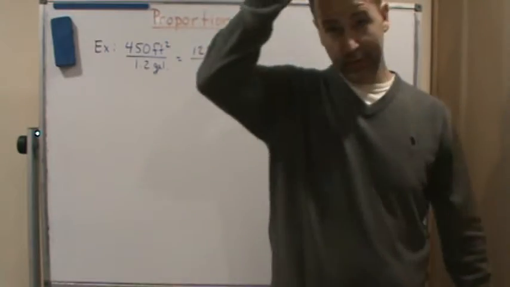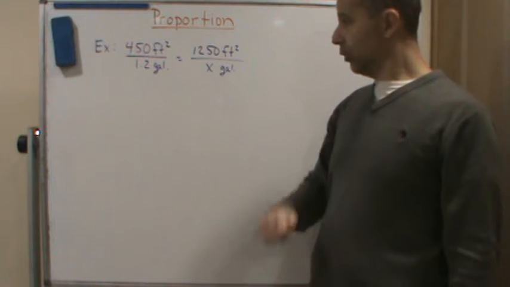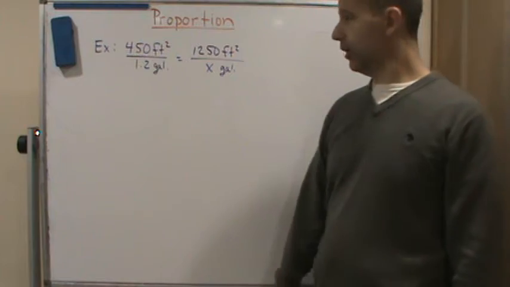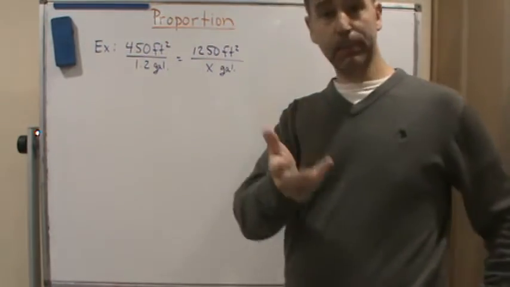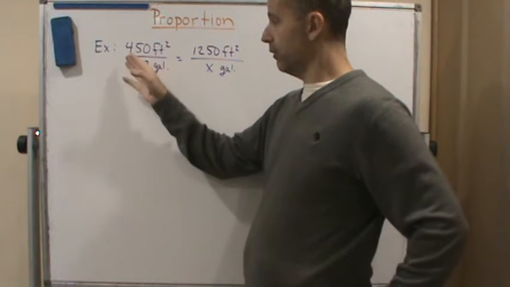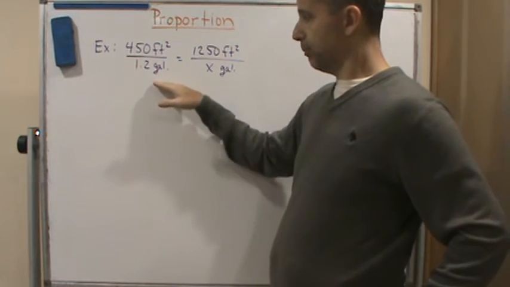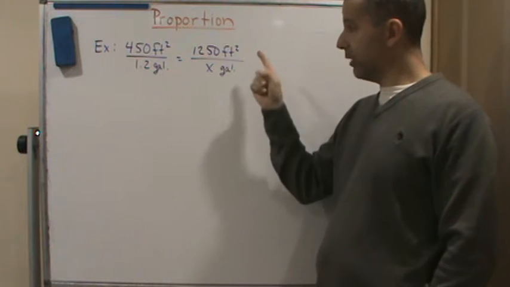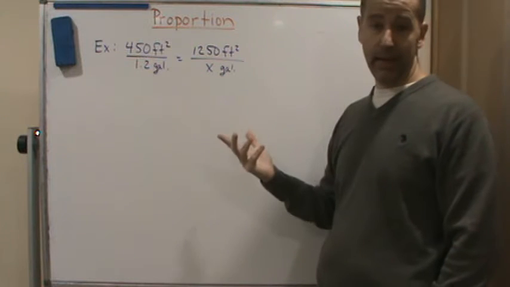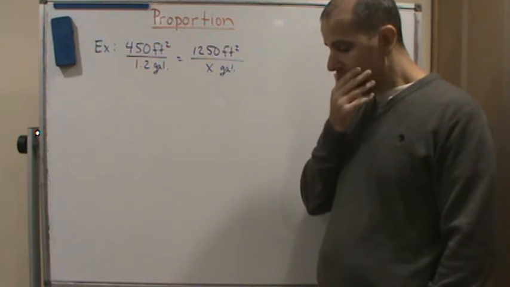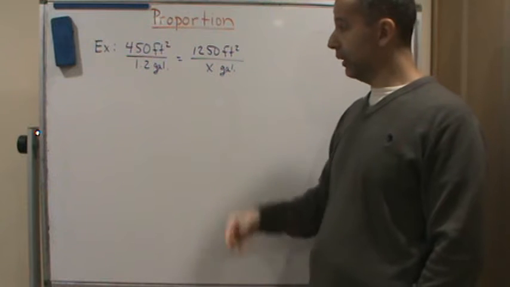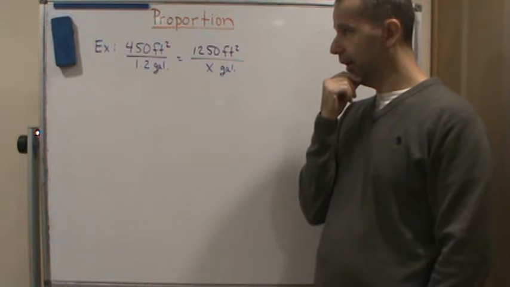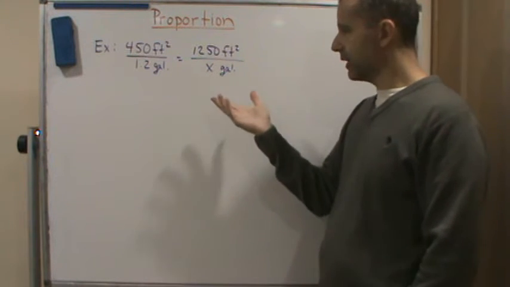Okay, so let's say we've got an application type problem like this one, where we've got these proportions and we need to solve for the number of gallons. So let's say we know, based on specs, that we have this ratio, 450 square feet per 1.2 gallons of whatever it is. Let's talk about painting.